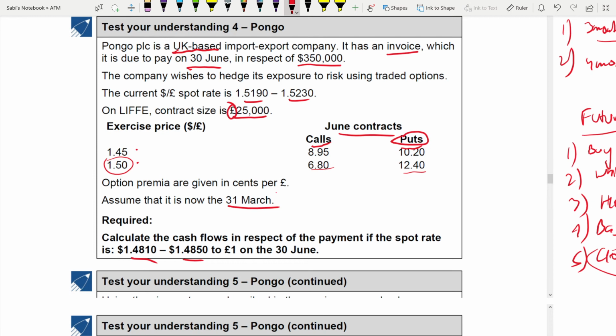Is it so? What are we thinking? Because I've told the amount divided by contract size. But how can we divide? This is in dollar, this is in pounds. First you need to convert both. Both have to be in the same currency for you to divide.